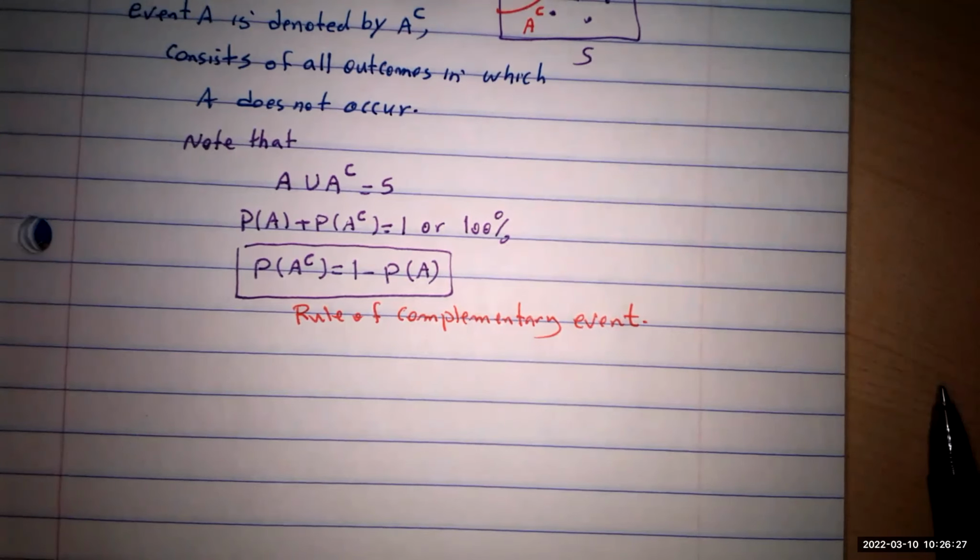Okay, probability of having rain tonight, 40%. So the complement, the probability of not having rain tonight, would be 60%. Because the 40 and 60 all together, you must get 100%, or equal to 1. Okay, any question?